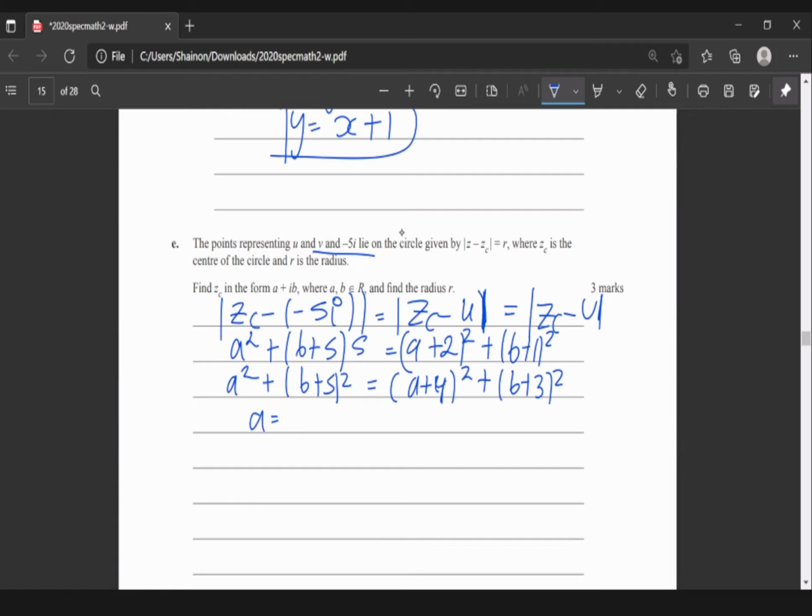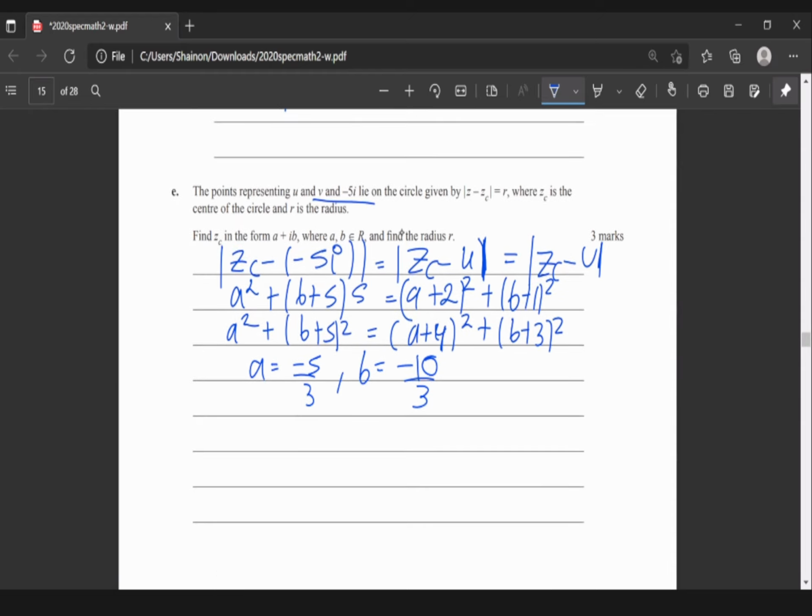So I got a equals -5/3. b is equal to -10/3. So then the center is going to be -5/3 minus 10/3 i. So if we mod that, mod 25, yep. So r is going to be 5√2/3.